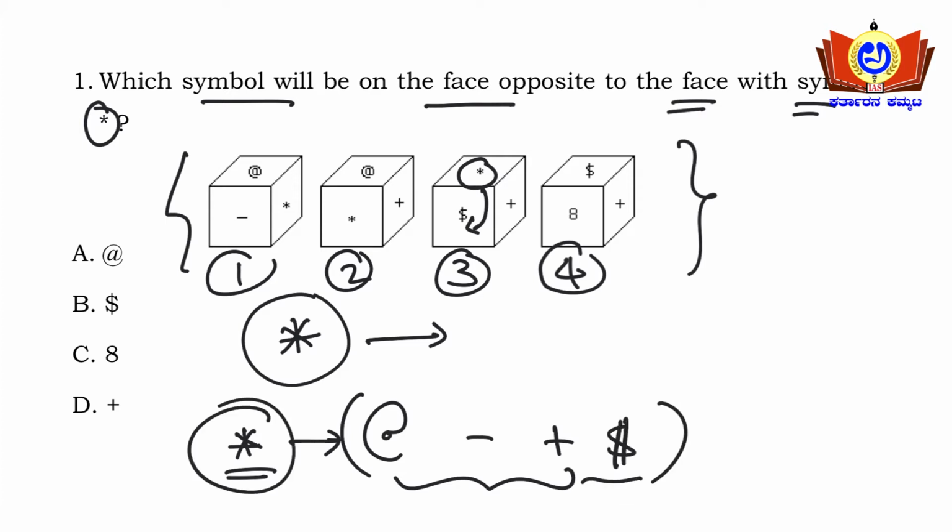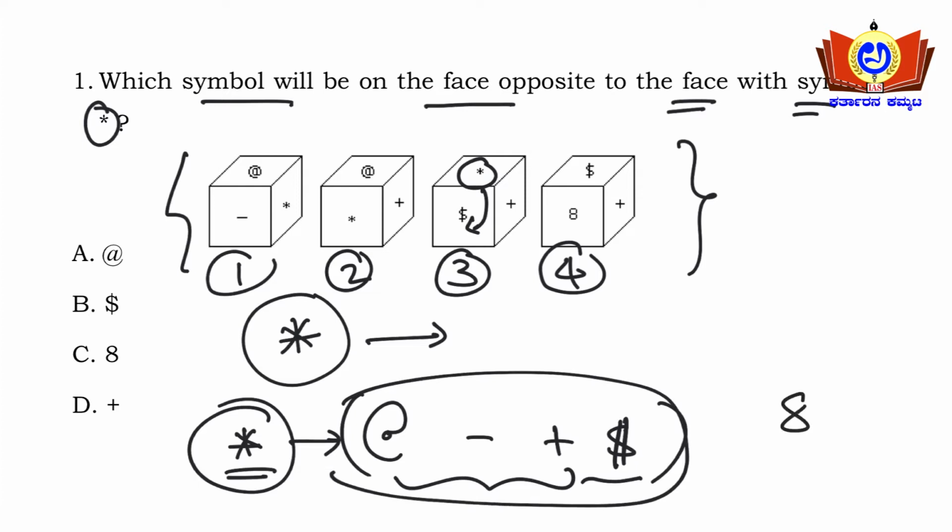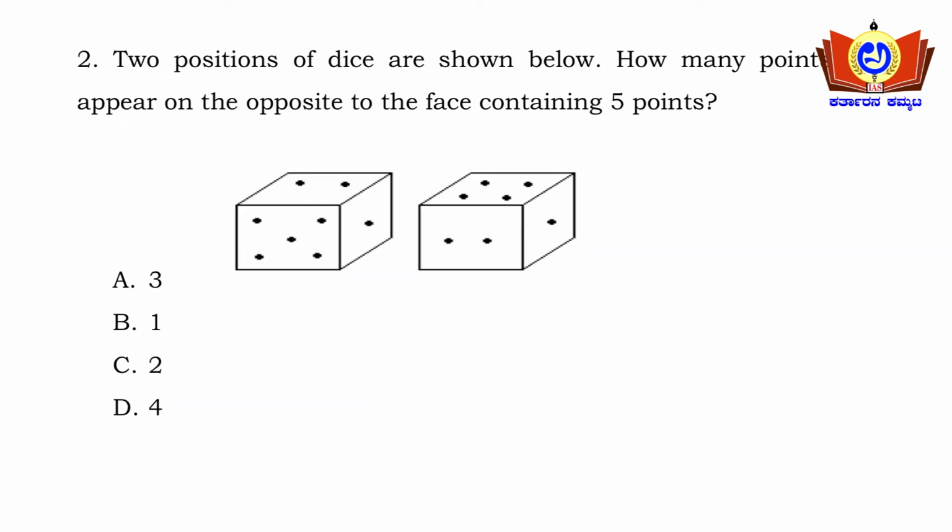So for the star symbol, all these faces are adjacent, which means the remaining face shall be opposite. Yes or no? The remaining face is 8 here. So friends, option C, that is the symbol 8, will be opposite to the star symbol. So option C is the right answer here. Moving on to the next question.